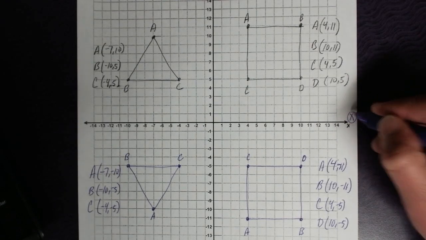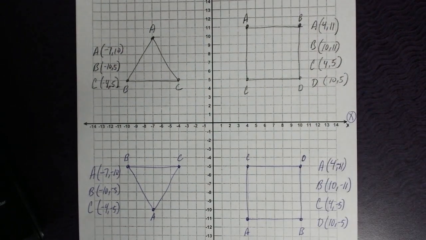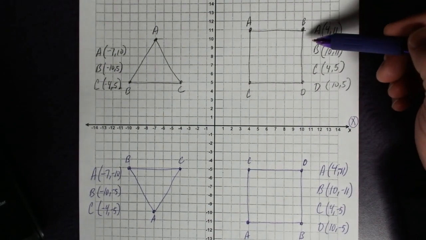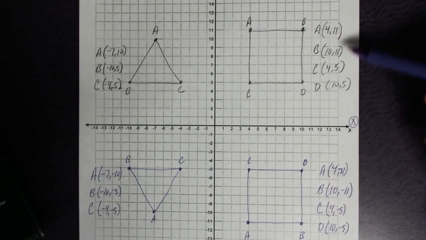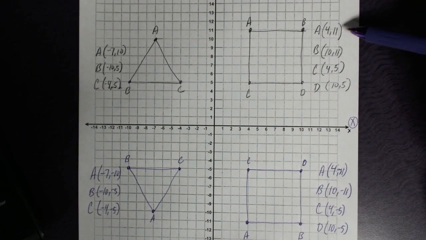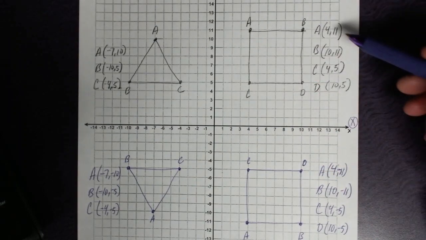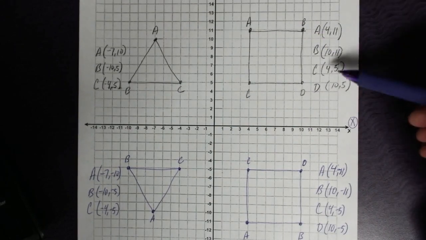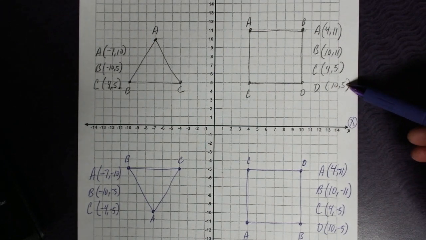This is your x right here, and this is your y going down this way. Okay, so let's take a look at the square real quick. This is my pre-image. I've got A, B, C, and D. I've already got it drawn out for you, and I've got the coordinates for you. So A is 4 over, up 11. B is positive 10 over, 11 up. C is 4 over, 5 up. And D is 10 over, 5 up.